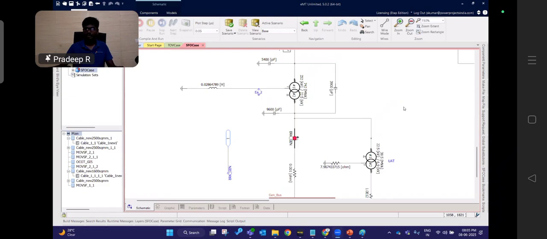Yes, post the questions continuously, so I will be noting. So the latest version as of now is 5.0.2, our latest version of PSCAD, and they are releasing some updates for this version 5.0.